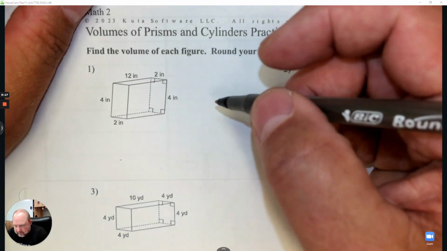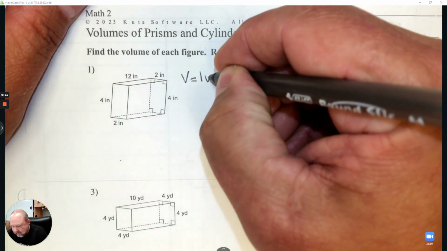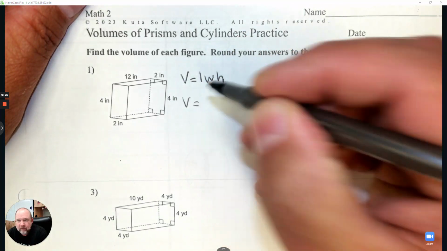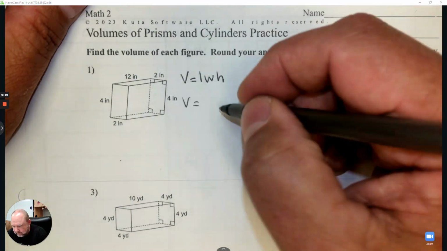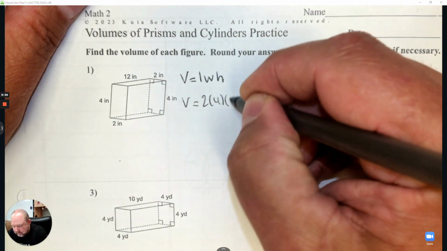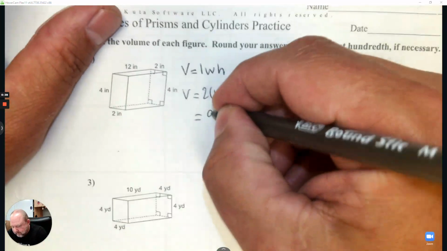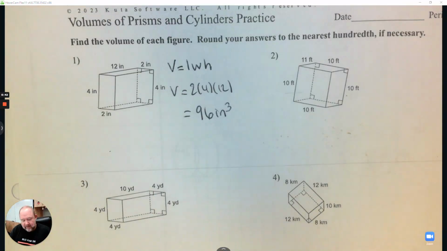So these are formula based, so I need to know the formula. For a volume here, it's length times width times height. That means each dimension we're going to multiply together. The order doesn't matter. So we're going to go 2 times 4 times 12. You can use your calculator, or know what 12 times 8 is. And then for volume, we're going to write down inches cubed.